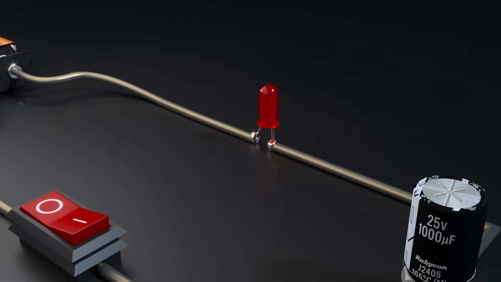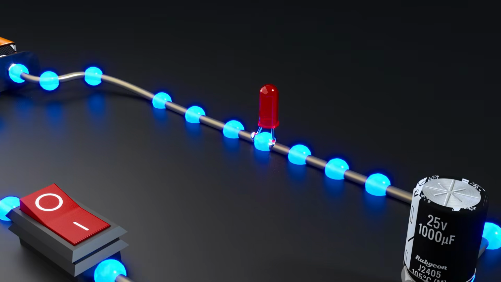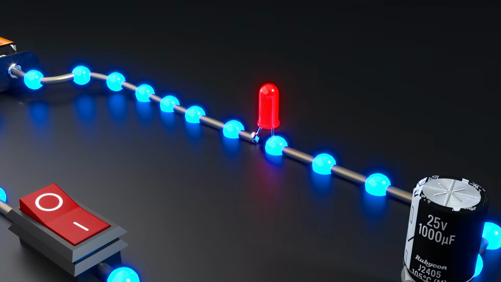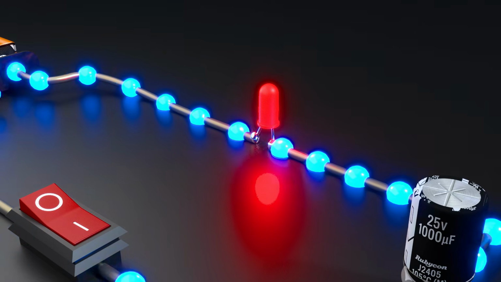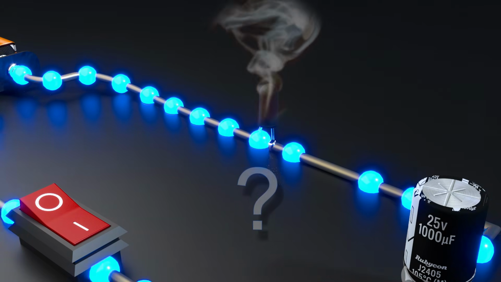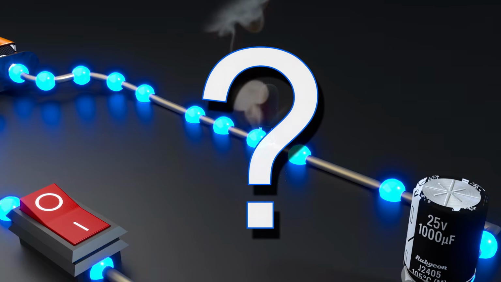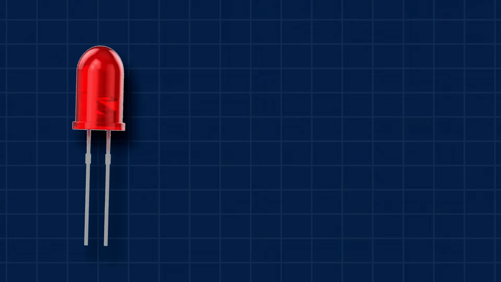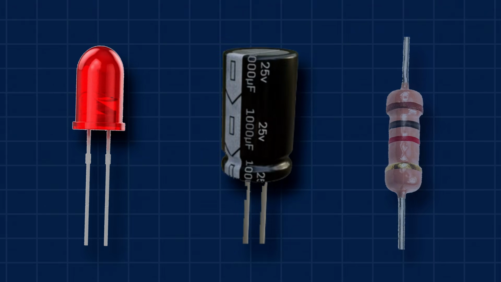Have you ever built a simple circuit, flipped the switch, and watched your LED flash brightly for a microsecond before burning out? It's one of the most frustrating moments in electronics. But why does this happen? Today, we're going to break down the interaction between an LED, a capacitor, and a resistor to find out how to prevent that fatal error.